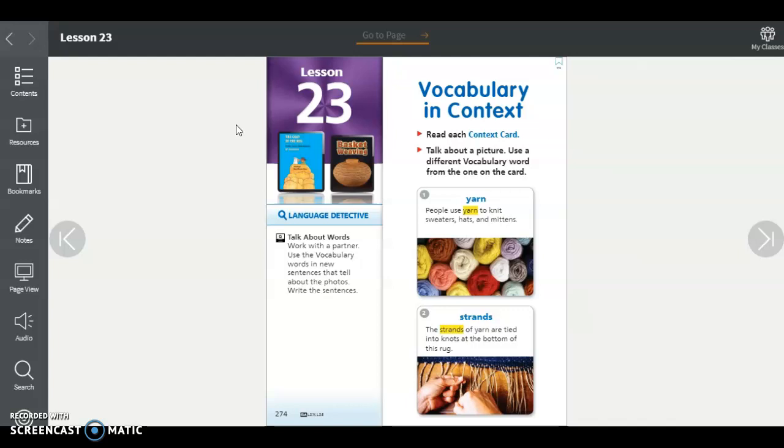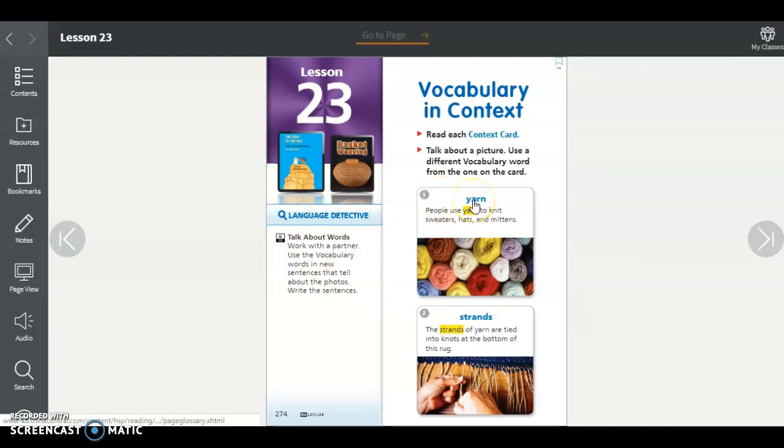We are going to introduce our vocabulary words for lesson 23. So, if you want to follow along with me, that would be great. We are going to start. I'm going to do I say, you say. I say the word and then you're going to say it. And then we're going to think about what the word means, talk about it, and then talk about the definition. All right, are we ready?